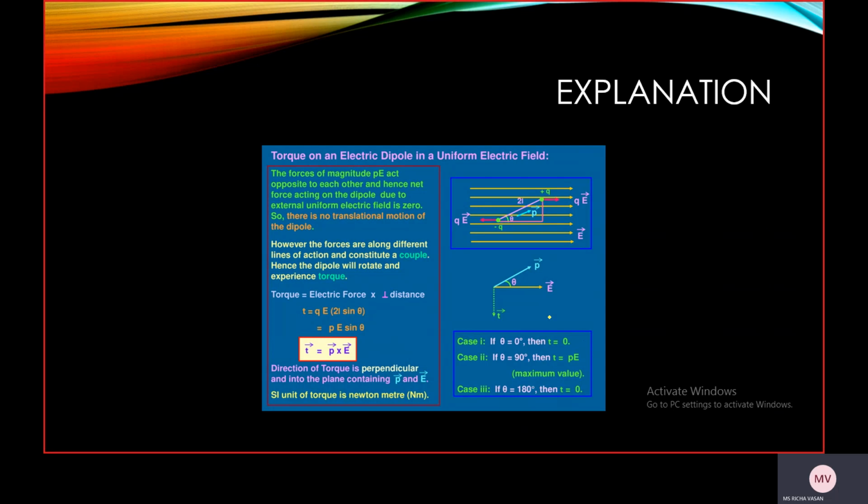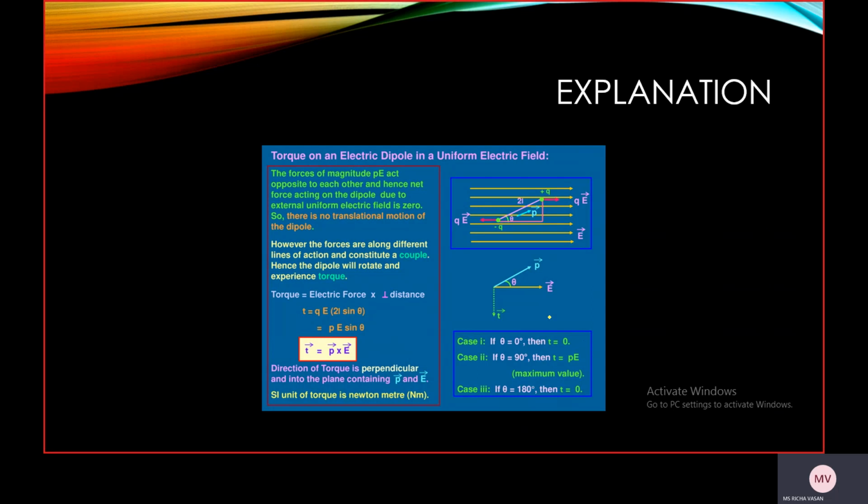But if your vectors P to E, as in this case, you can see when we are moving from P to E, the curling of fingers is clockwise and our thumb is pointing in the downward direction. So the downward direction of the thumb is giving us the direction of the torque.